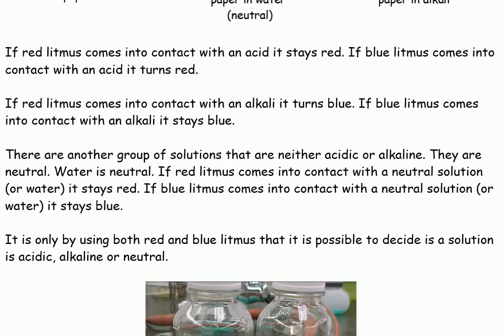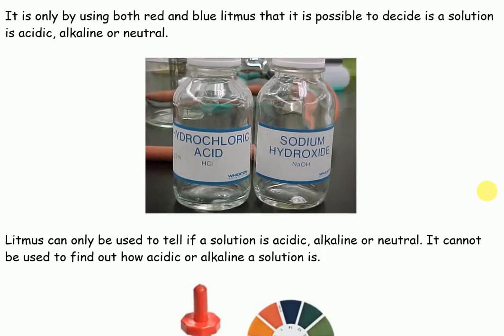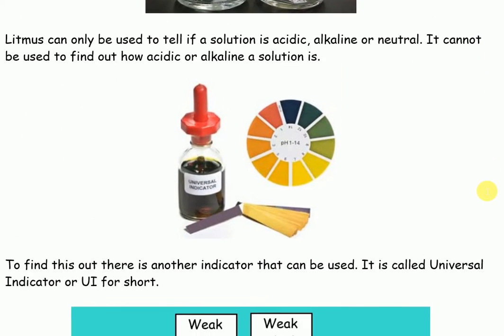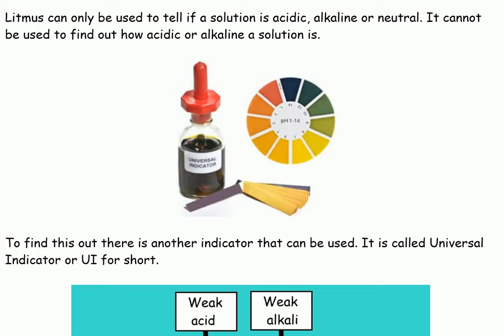It is only by using both red and blue litmus that it is possible to decide if a solution is acidic, alkaline, or neutral. Litmus can only be used to tell if a solution is acidic, alkaline, or neutral. It cannot be used to find out how acidic or alkaline a solution is. To find this out, there is another indicator that can be used. It is called universal indicator, or UI for short.